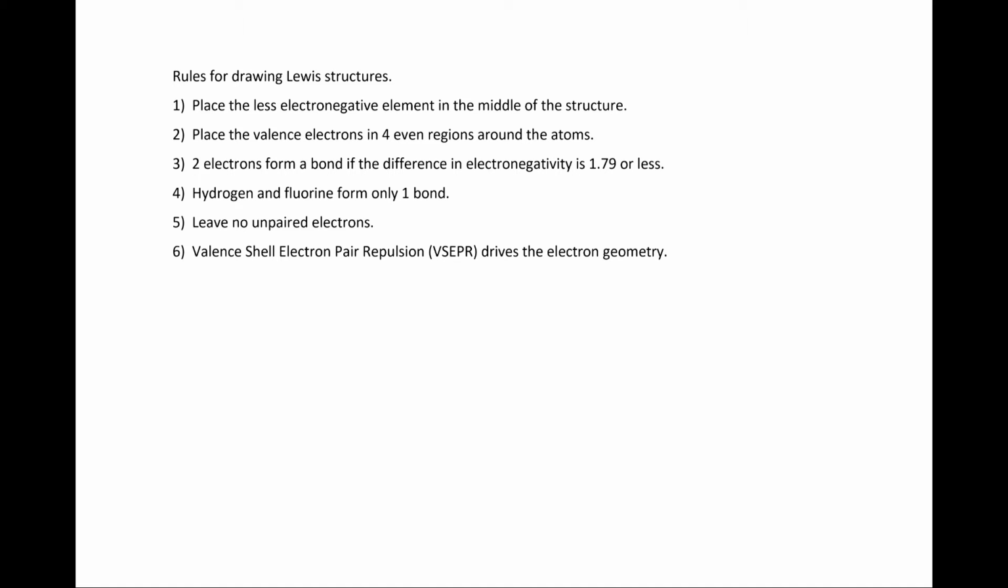When drawing Lewis structures, place the less electronegative element in the middle of the structure. Place the valence electrons in 4 even regions around the atoms. 2 electrons form a bond if the difference in electronegativity is 1.79 or less. Hydrogen and fluorine form only one bond, leave no unpaired electrons, and valence shell electron pair repulsion drives electron geometry.